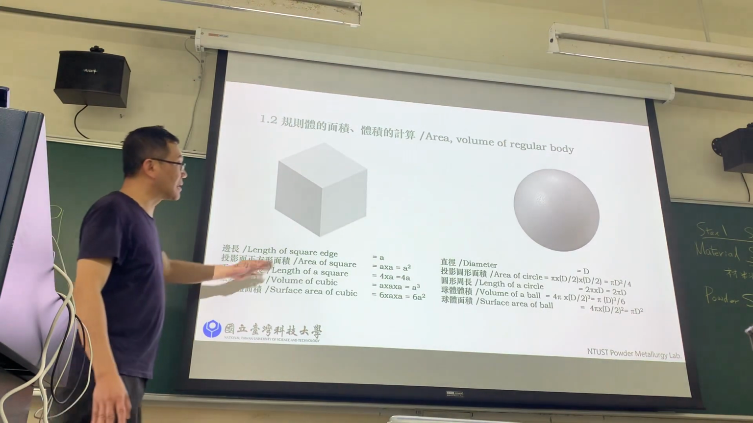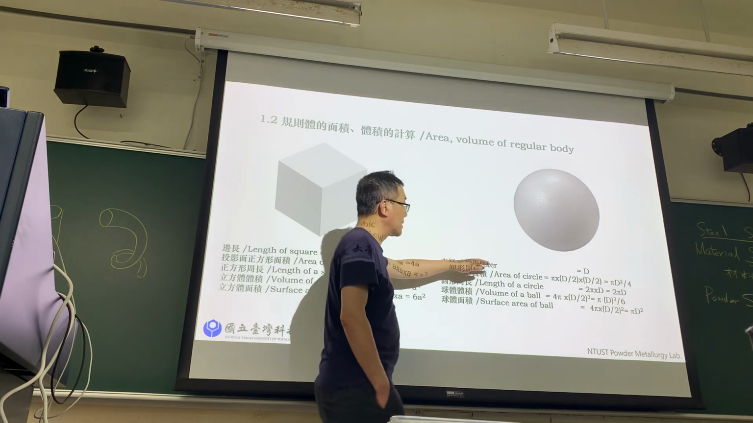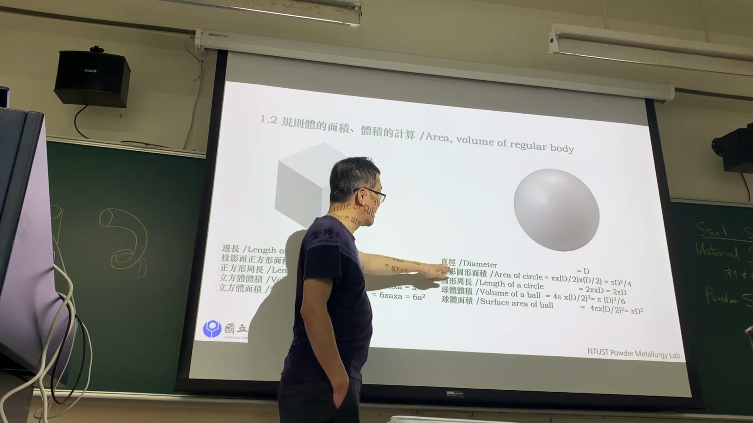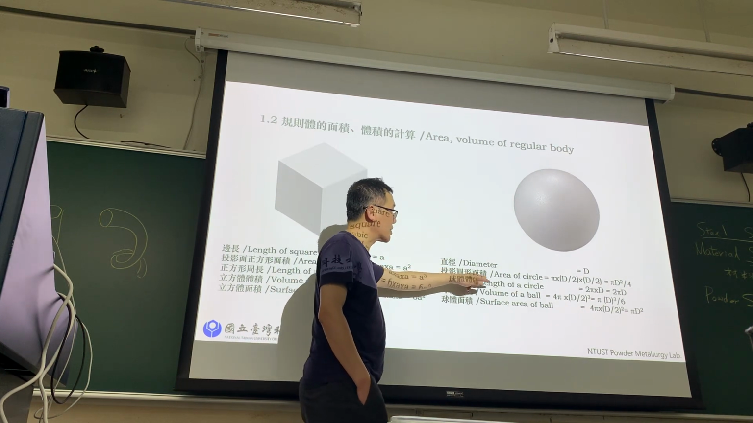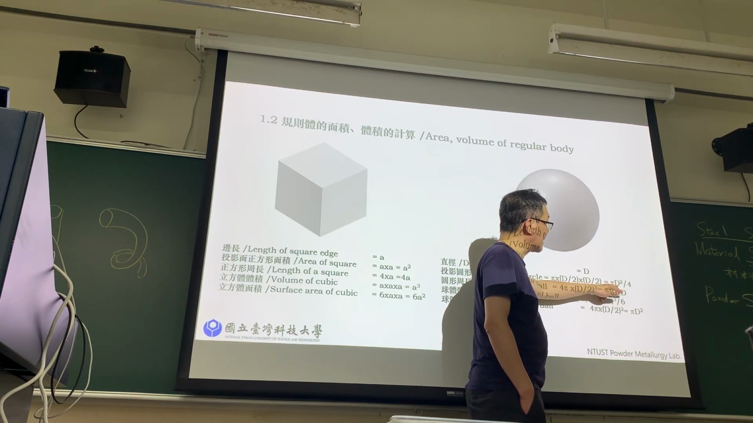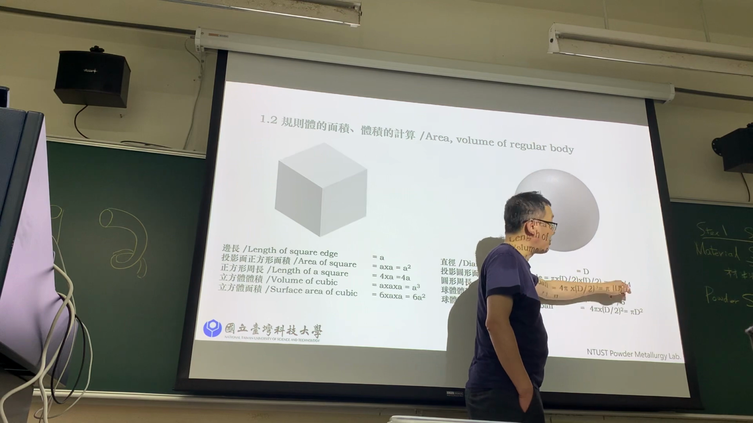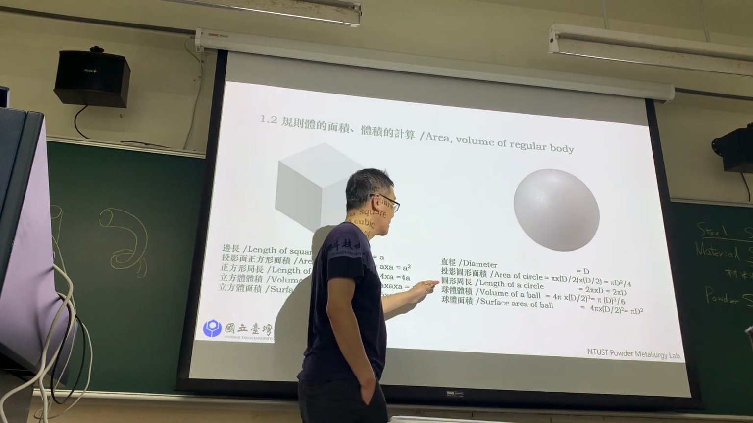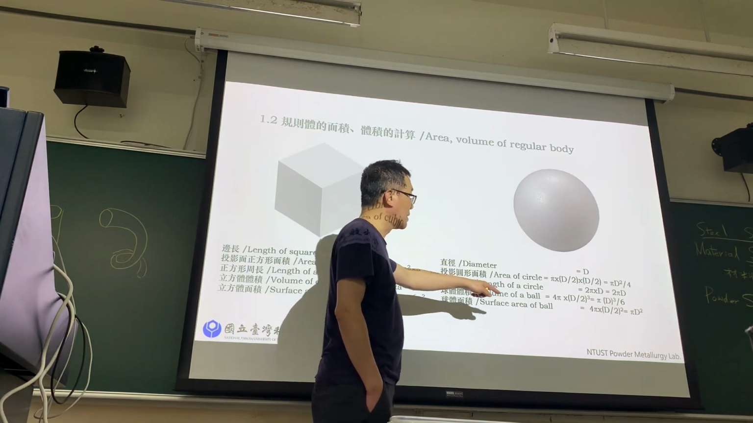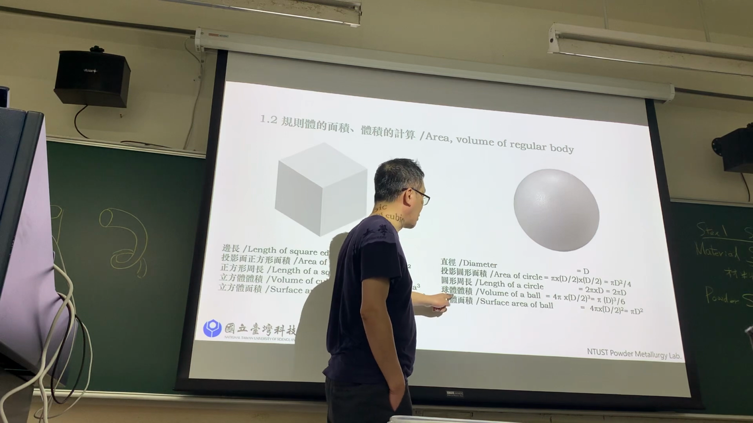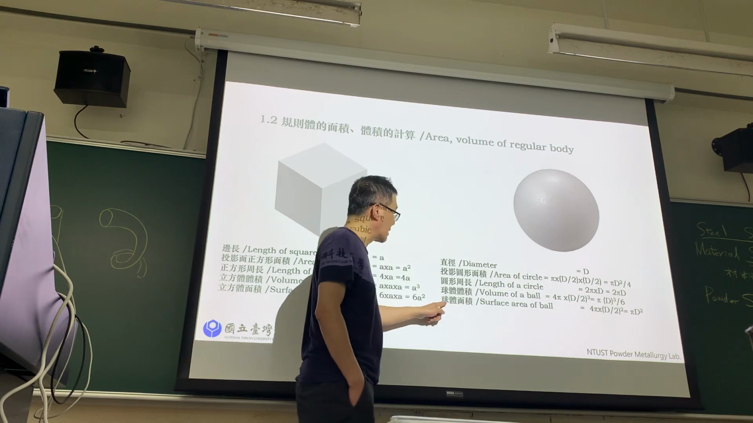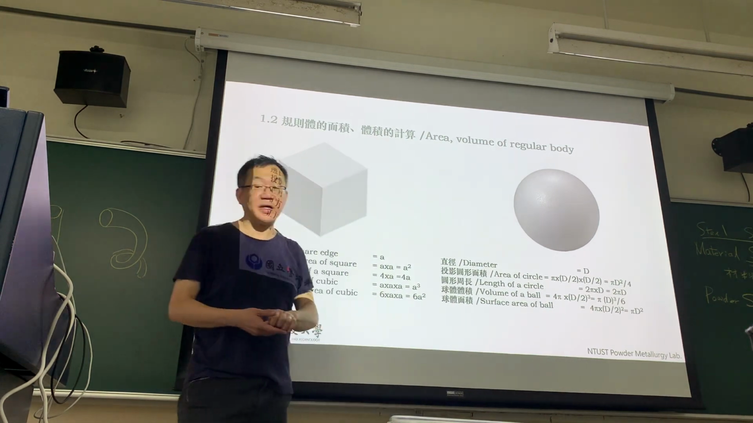Okay. So in a circle, the dimension is D. Diameter is D, and the circle area is pi D squared over 4. This one is easy to understand. And this is the length of the circle, 2 pi r. And this is the volume. And this one is the ball surface.